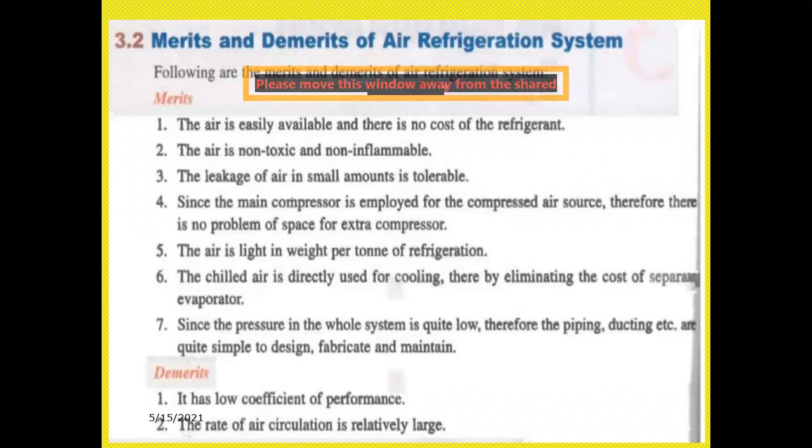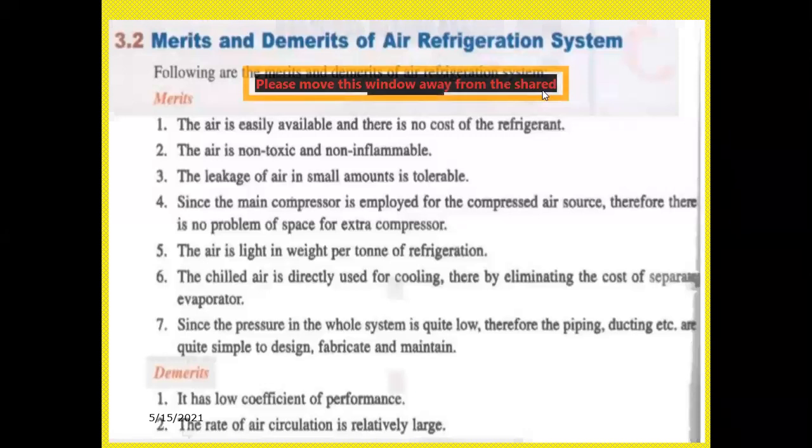Next, the air is light in weight per ton of refrigeration. If you see air conditioners, we deal with them as 1 ton, 1.5 ton, and so on. Here we don't have the problem of tonnage of refrigeration. That's why the air is very light in weight per ton of refrigeration.